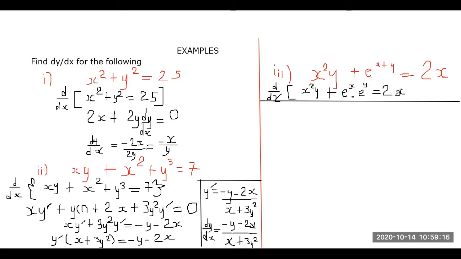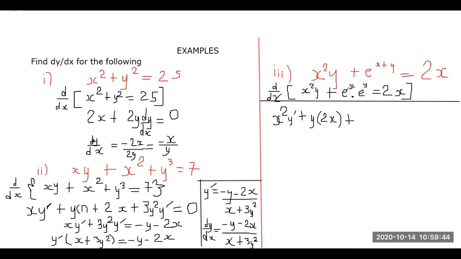Now let's differentiate this now. So now when we're differentiating x squared y, right, we're going to use product rule again, and product rule tells us that we keep the first, which is x squared, then we differentiate the second. Differentiating the second is y prime, plus we keep the second, which is y, then we differentiate the first, and when we differentiate x squared, we get 2x.